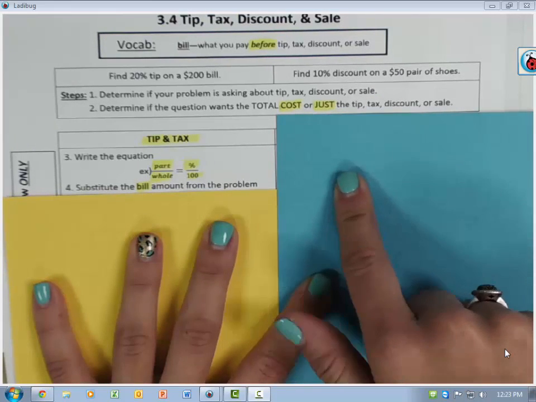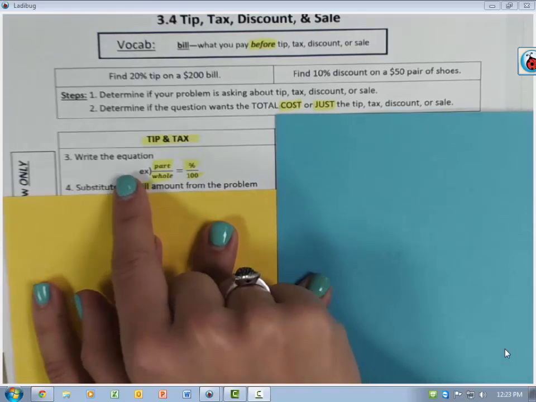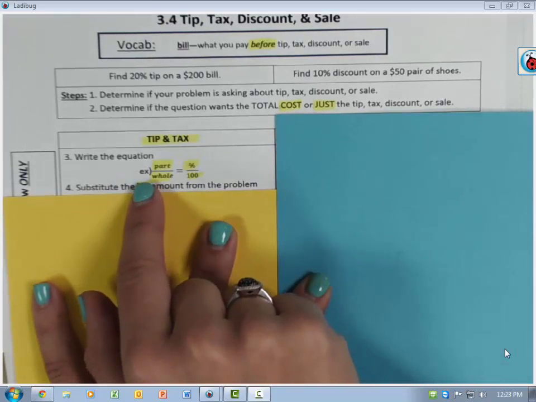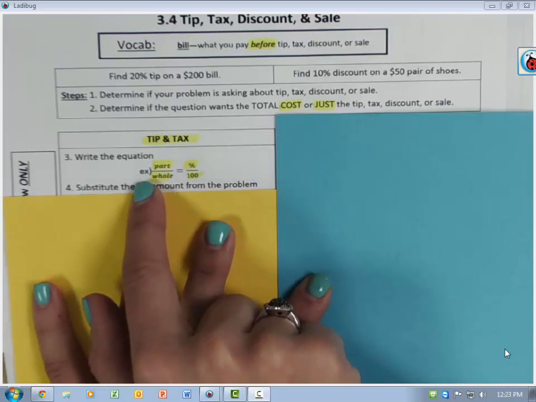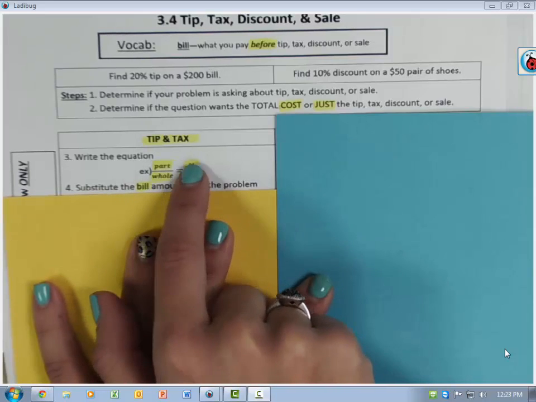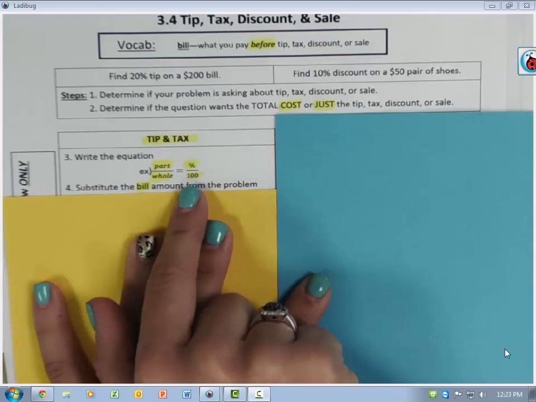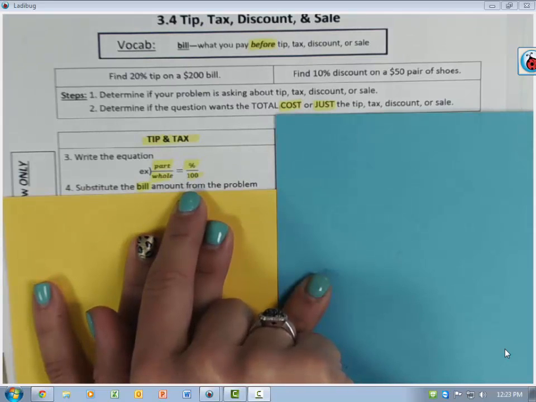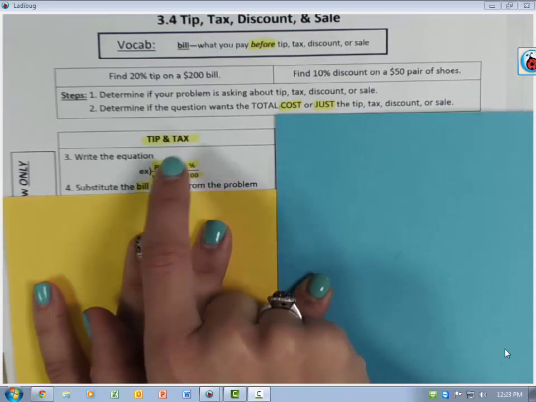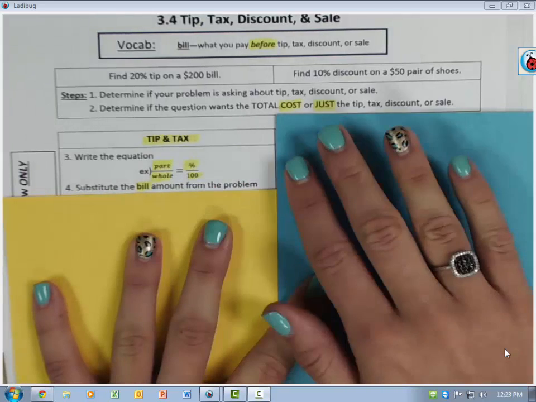Okay, so your first step is to write your equation. What I mean with your equation will always be part over whole equals percent over 100. Now, I'm going to give you a hint. You might as well memorize that because you're going to need to know it for the rest of the year and next year. Part over whole equals percent over 100. Okay, you're going to write that equation.